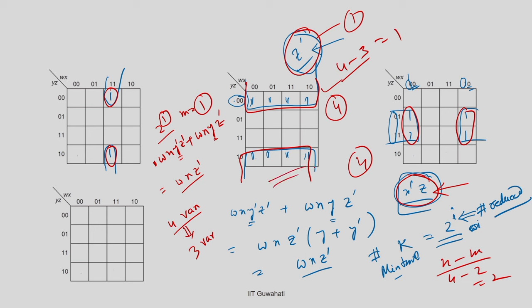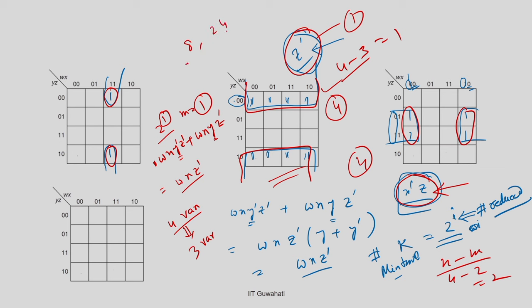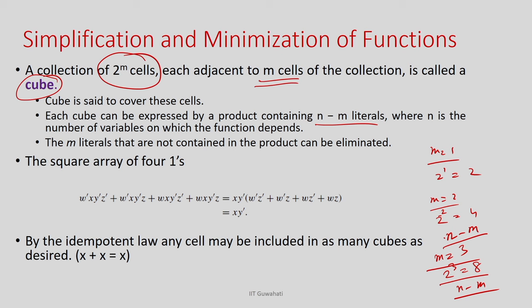And if m equal to 3, that means if you combine 8 product terms, initially you have 8 product terms, and each has 4 literals, so 32 literals. So 8 product terms and their literals combine into a single product term, so your number of product terms becomes 1 and the literals become only 1. So you can understand the kind of impact of such minimizations. That means if you try to find the bigger cubes, you can combine many minterms. If m equal to 3, that means 2 to the power 3, 8 minterms can be combined into a single product term, and the literals also reduce to n minus m.